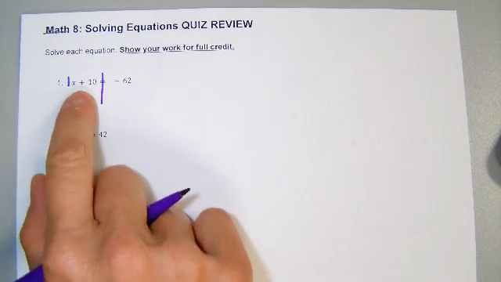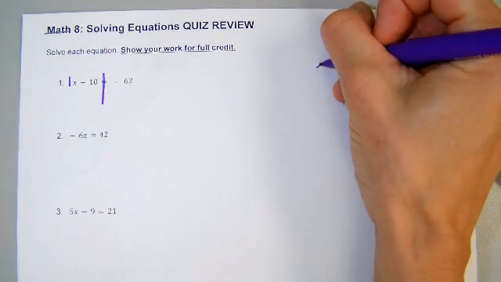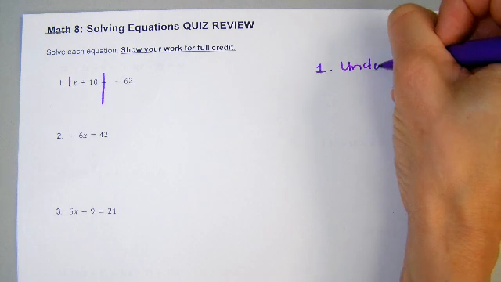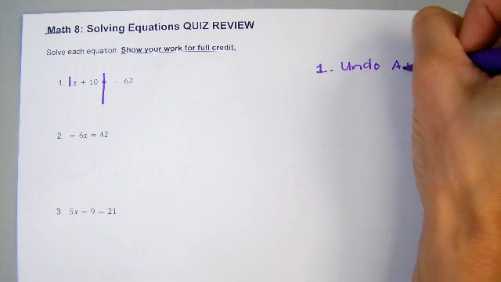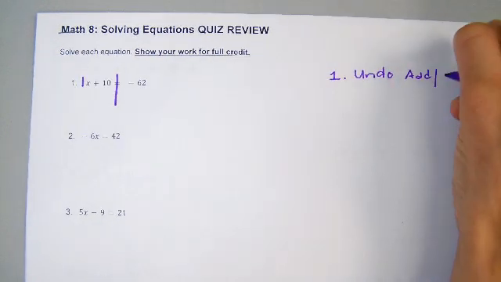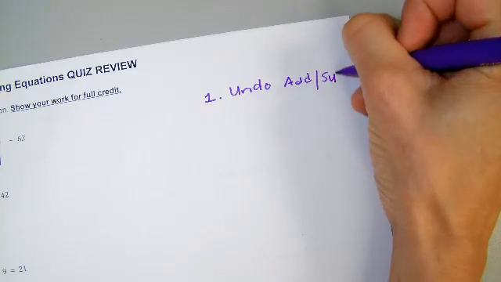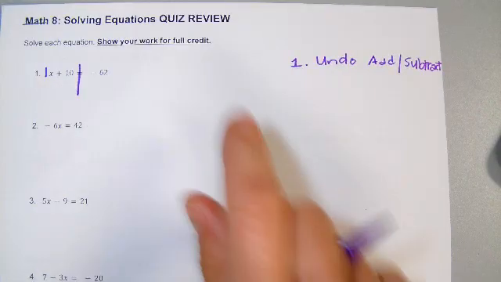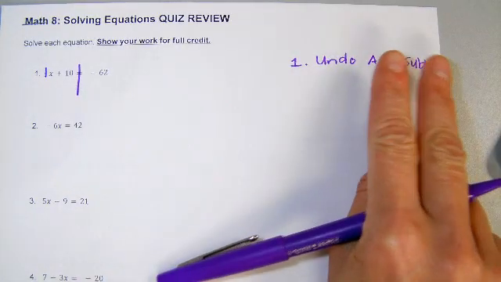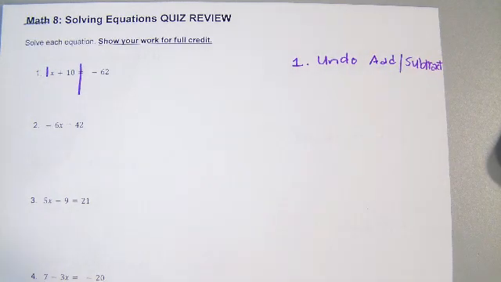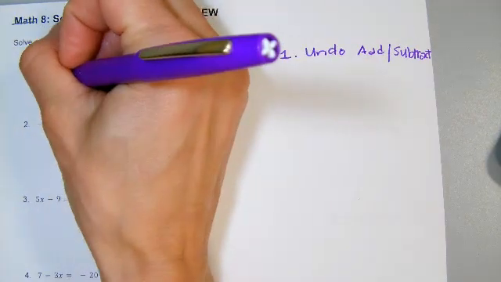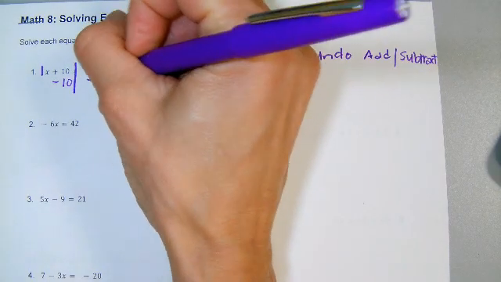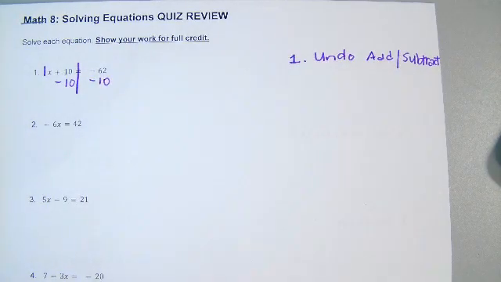So we're going to start, remember, the first move when we start undoing is to undo our add and subtract, if there's one there. Okay, because we're trying to undo PEMDAS, okay? So the last thing is add and subtract. So we're going to undo add and subtract first. So we're going to subtract 10 because it was a plus 10, and we're going to subtract 10 from the other side. Got to keep it balanced.